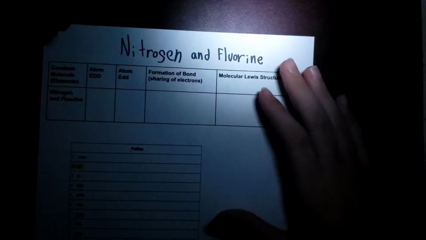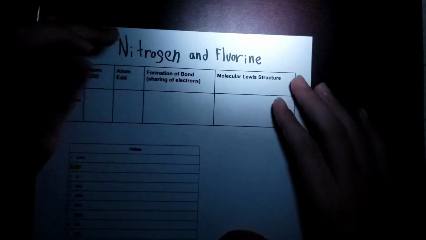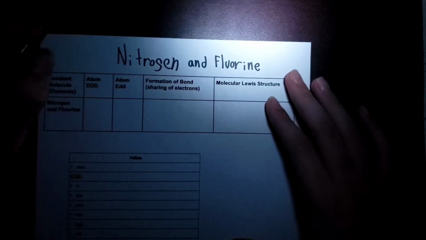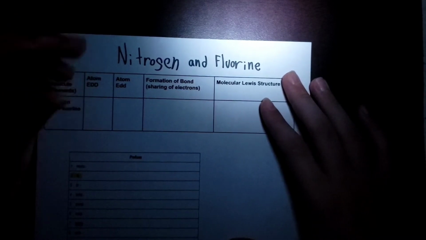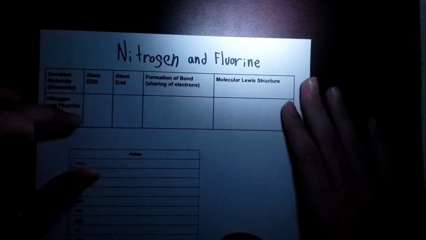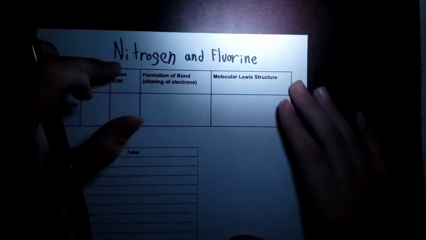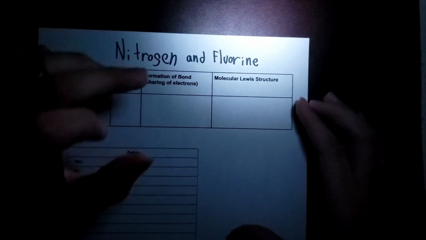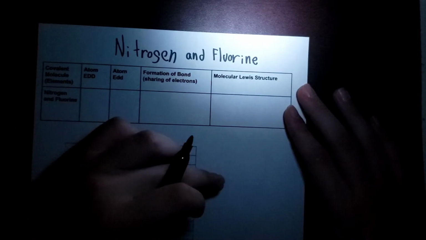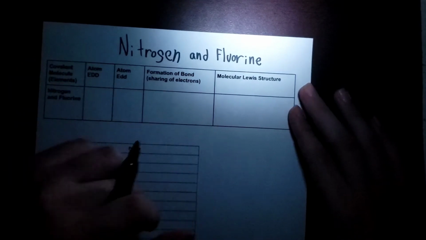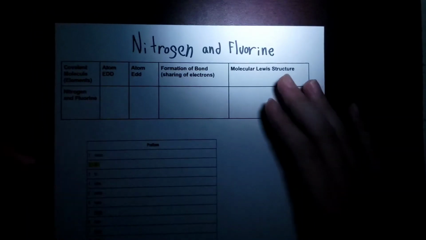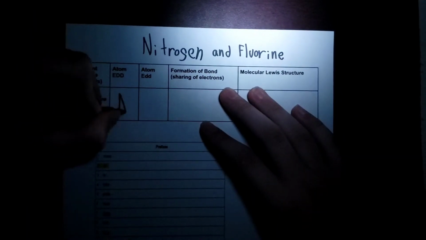For this project, I was given the two elements nitrogen and fluorine. Nitrogen and fluorine are both nonmetals, meaning that they are going to become a molecular compound and that they are going to share electrons. I'm going to show you how to draw the Lewis dot diagram, how to draw nitrogen and fluorine sharing electrons, the molecular Lewis structure, the formula for nitrogen and fluorine, and the molecular compound name for nitrogen and fluorine.